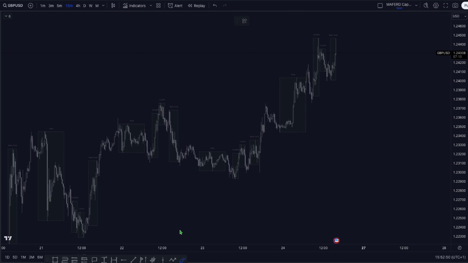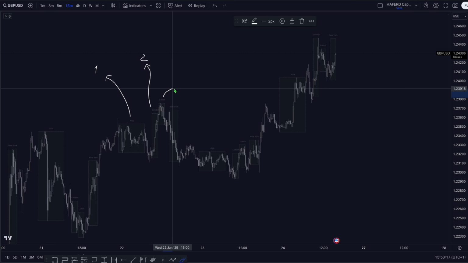Starting off with the first session of the day, we have the Asia session. Then we have the London session, which is the second and most important session of the day, which for me is the one which mostly dictates how the trading day will be.